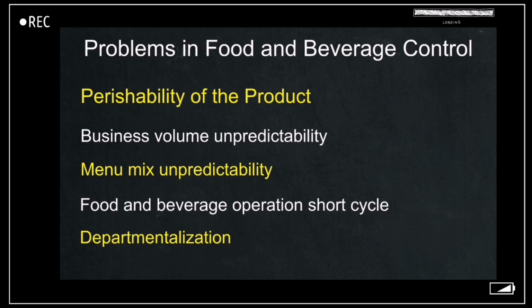So, yun yung isa sa mga problem, yung perishability of the product. Next is business volume unpredictability. The ever-changing volume of business causes problem with regards to quantities of commodities to be purchased, as well as to the staffing required. So, isa sa mga problema din ng restaurant ay yung unpredictability, no?